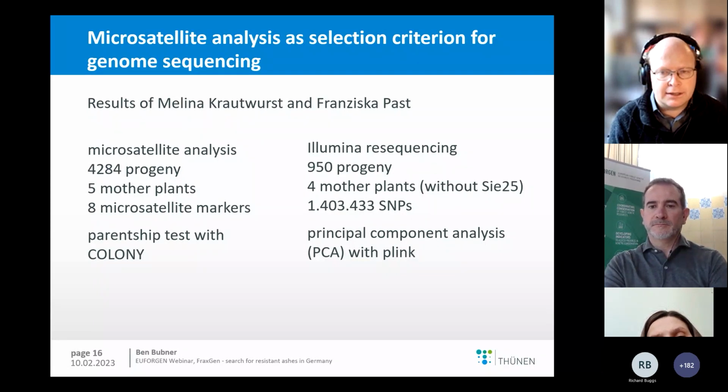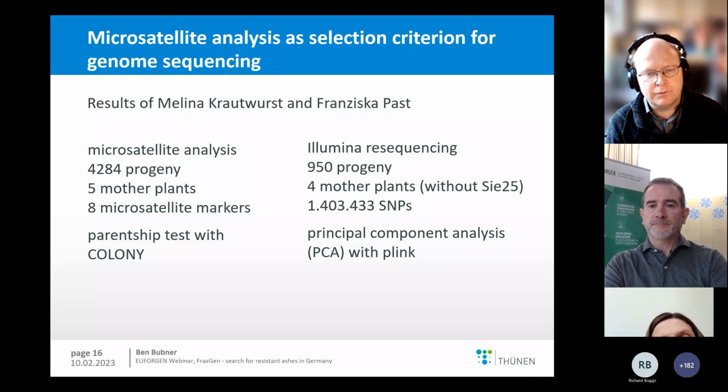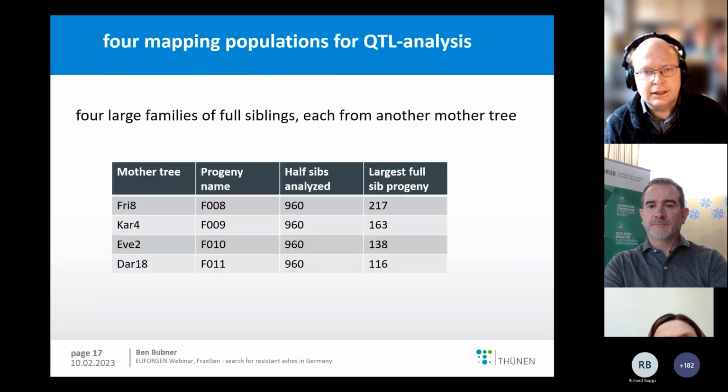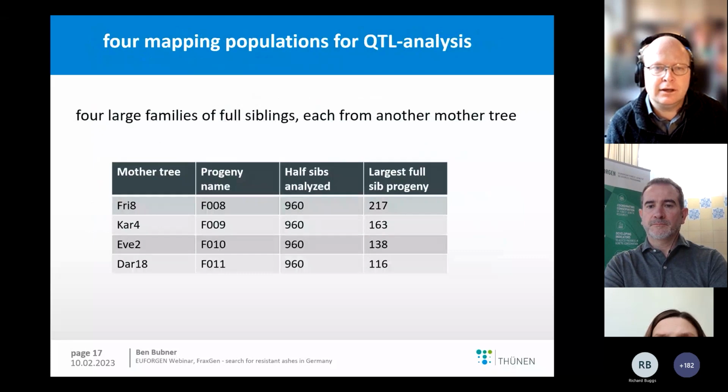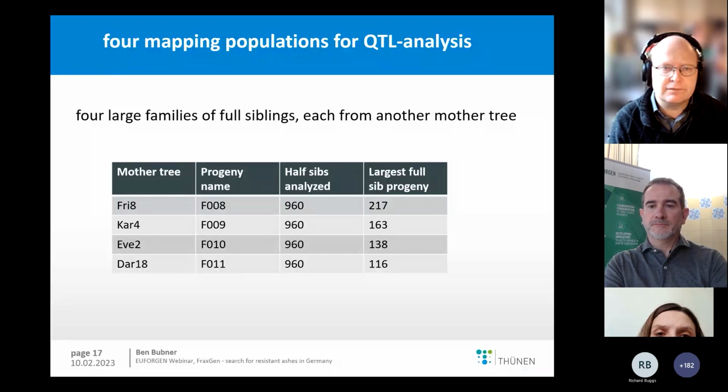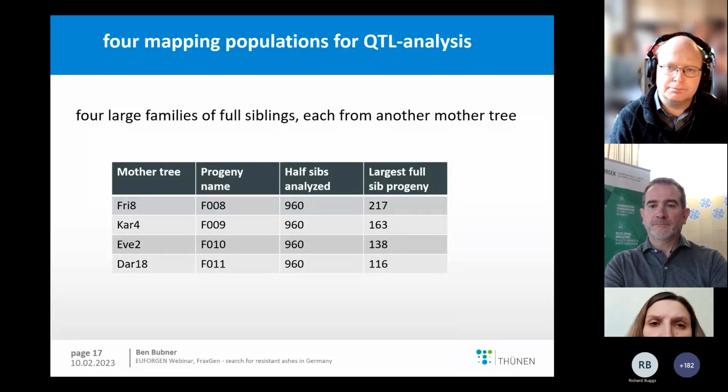Now you see the number of markers is much higher, 1,400,000. We did the principal component analysis to see if we could confirm the Colony results. And in the end, it turned out that we have 4 large families of full siblings, each from another mother tree. For us, the method worked very well. So we had a breeding without crossing approach.